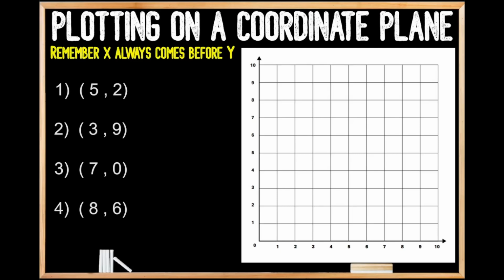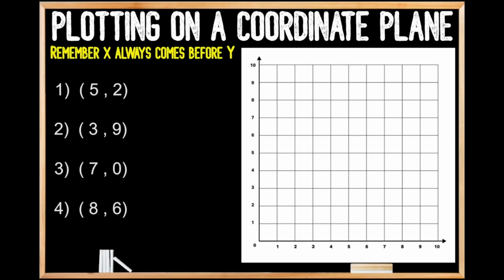Today we're going to be looking at how to plot coordinates on a coordinate plane. To show this, we have a couple of examples that we're going to work through together here, so let's get started. Now, before we begin plotting or graphing our ordered pairs, we need to go over a few things.